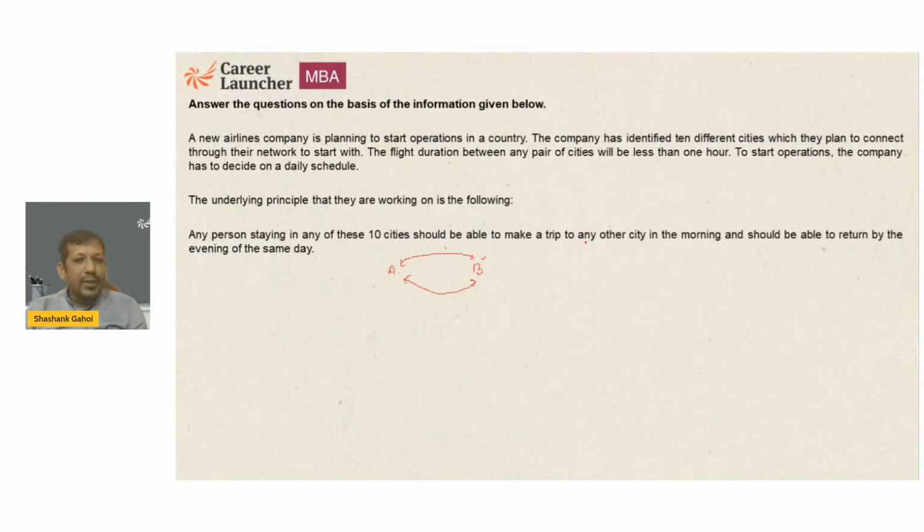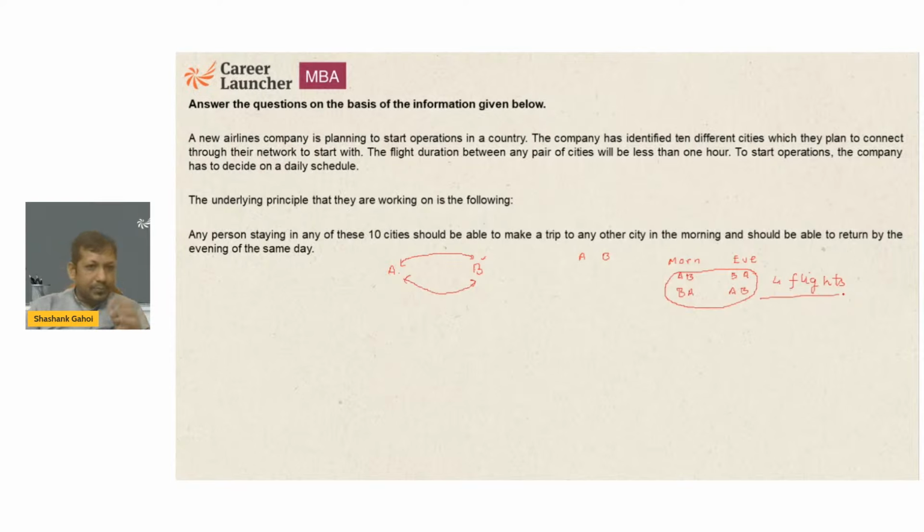So basically, if I have A to B in the morning, let's understand this way. I got morning, evening. Morning is going to be A to B. Evening is going to be B to A. Morning is going to be B to A. Evening is going to be A to B. So one pair of cities needs to have four flights.